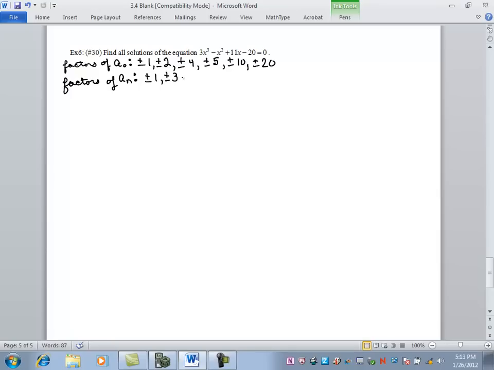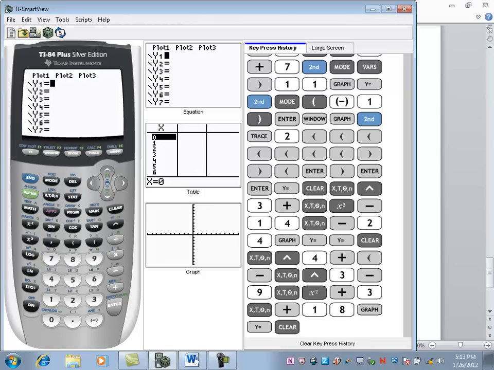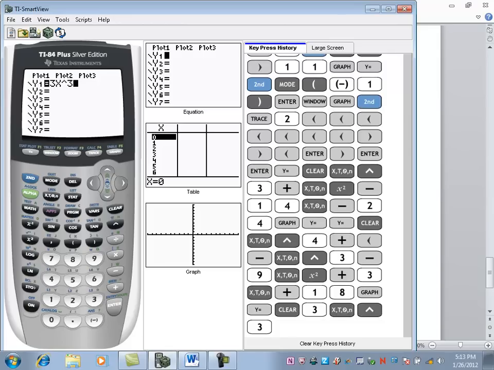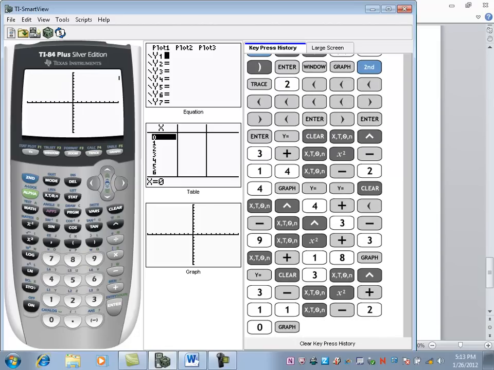Okay? And so once again, you know what I'm going to do? I'm going to grab that calculator. We've got it. Let's use it. Here we go. And so we've got 3x cubed minus x squared plus 11x minus 20. And we'll take a look at the graph there.